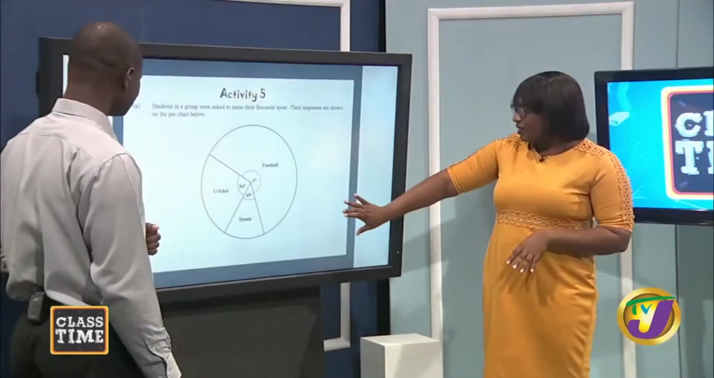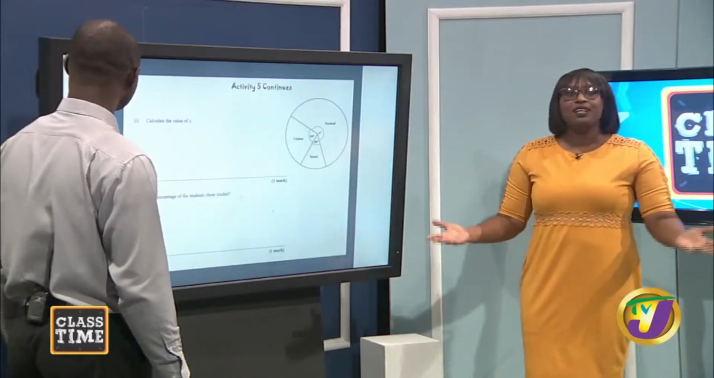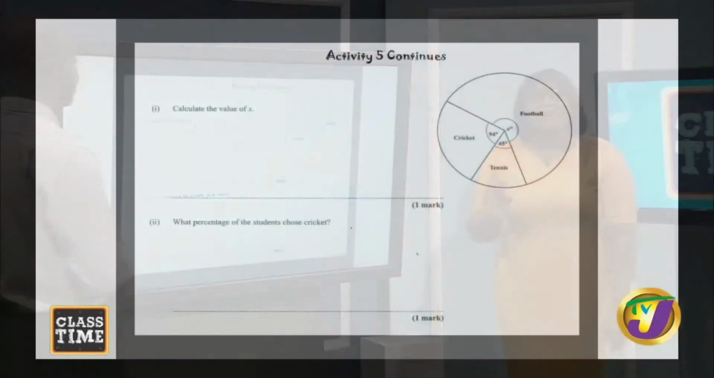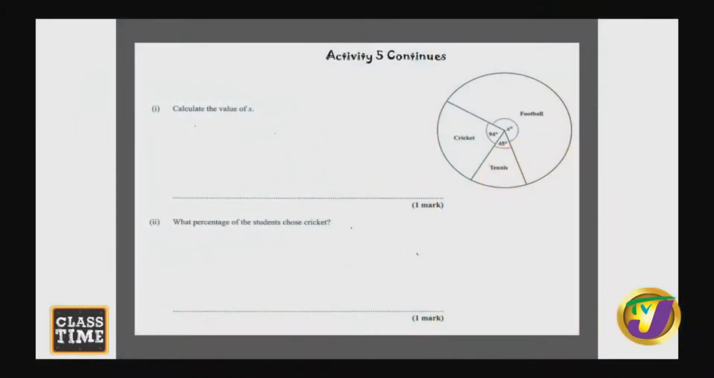All right, let's jump into the question. The very first question is asking you for the value of x. Quick, we can find the value of x. We know that all the angles in the pie chart sum to 360 degrees. We know that two angles, one measures 94 degrees and the other measures 45 degrees. So 94 plus 45, subtract that from 360.